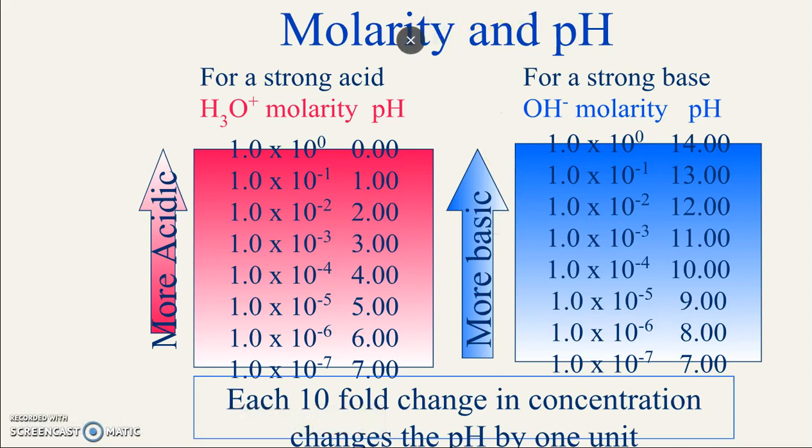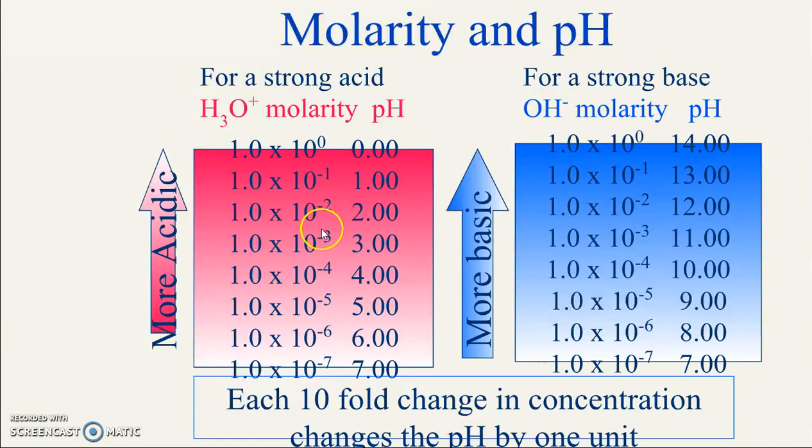So molarity and pH. For a strong acid, the concentration is going to allow you to estimate pH without actually having to calculate it. The concentration of the hydrogen tells you what the pH is. If you look at the exponent here, if I have 1.0 times 10 to the 0, basically if I have 1 molar of hydrogen, that is going to be a very low pH of 0. If I have 0.1 moles of hydrogen, or 1.0 times 10 to the negative third, that is going to be a pH of 1. Times 10 to the negative second is going to be a pH of 2.